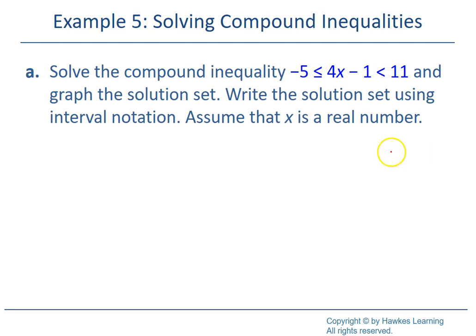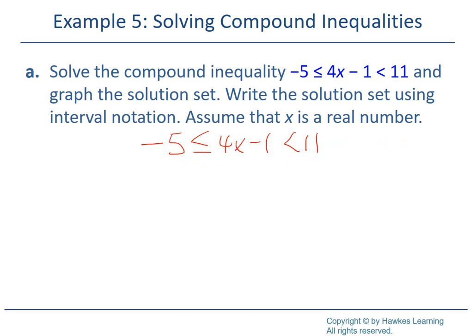Okay, this will be part 3 of section 5.6. What we're asked to do here, and keep in mind you want to copy this inequality down, I'll do it here too: negative 5 is less than 4x minus 1 is less than 11. We want a strategy to do this.